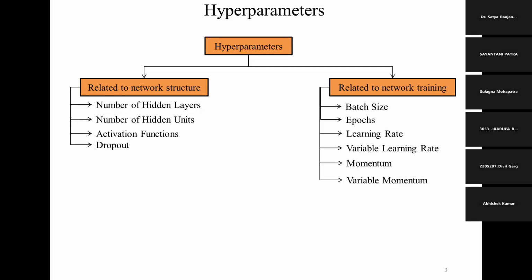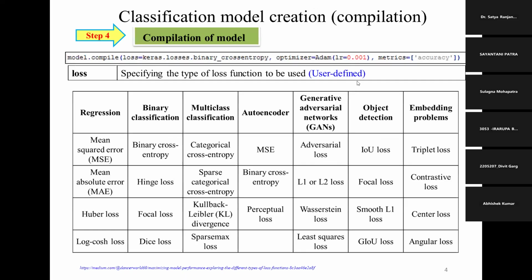Now we are going to discuss the network training. Network training means some other parameters like batch size, epoch, learning rate, momentum, all those parts we are going to discuss. And considering those network training related parameters, we start the compilation, the program compilation will start. So the step is the compilation of the model. The function is model.compile.